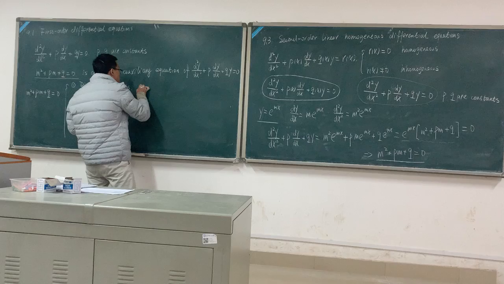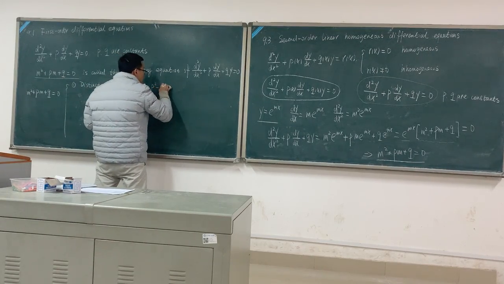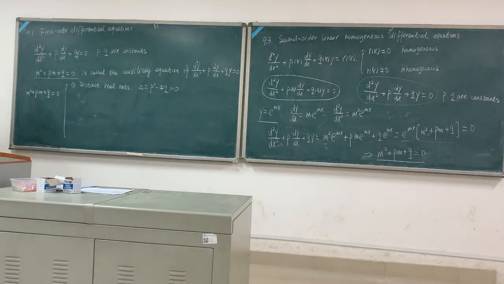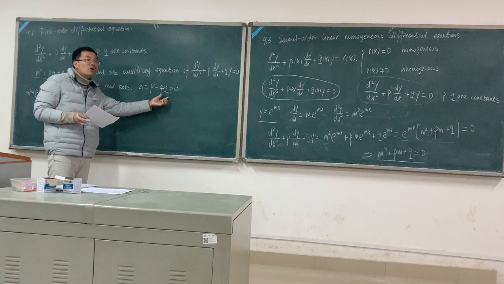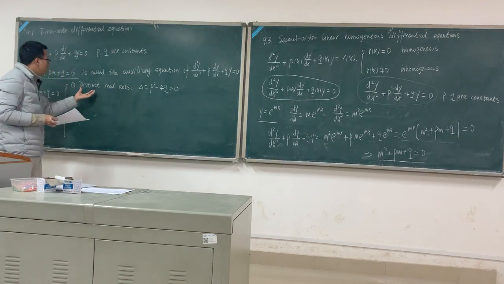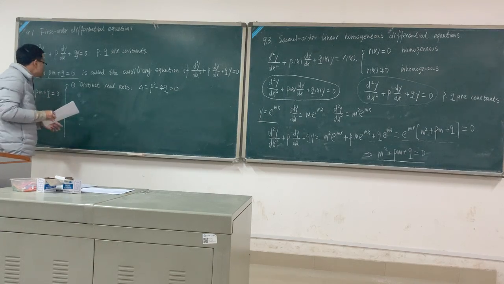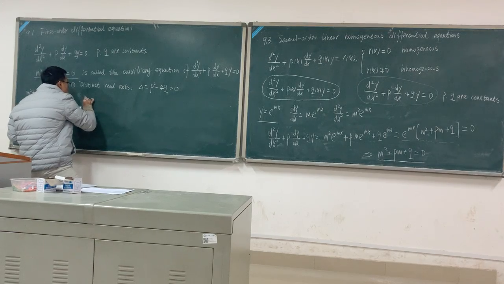For this case, the delta equals p squared minus 4q. If the delta, p squared minus 4q, is greater than 0, then we have two distinct real roots. The first real root is m1.